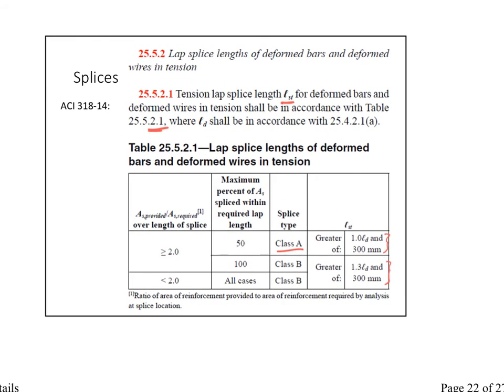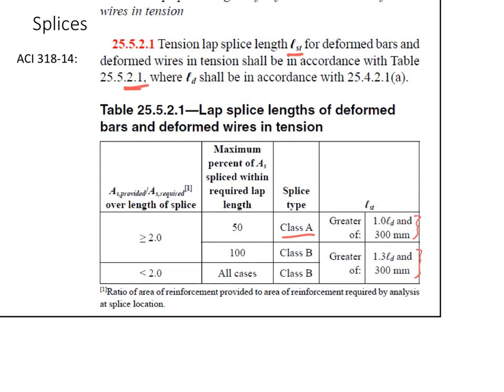Now, how do we know Class A or Class B? Looking here, it tells you the maximum percent of AS spliced within the required lap length is 50% for a Class A and 100% for a Class B. What do you mean by this?